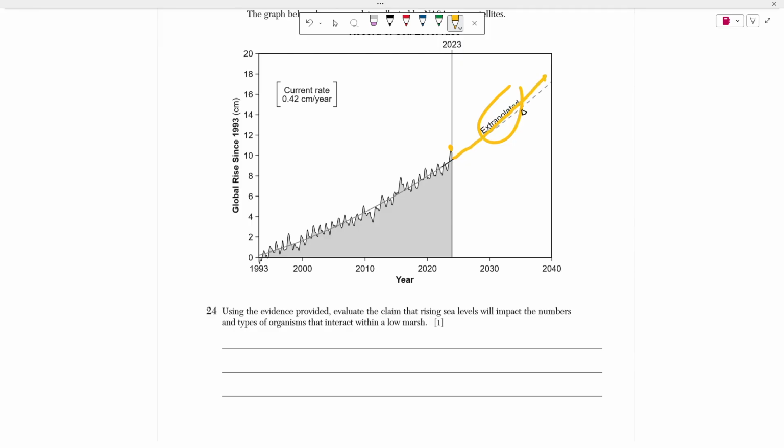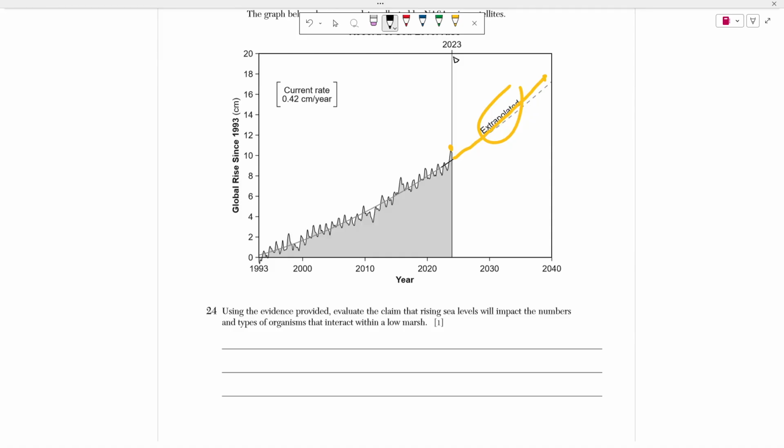So 24 says, using evidence provided, evaluate the claim that rising sea levels will impact the number and types of organisms that interact within a low marsh. Okay, so if we're evaluating a claim, we're either saying, yes, it's true, I support it, or we're saying, no, it's false, I don't support it. In other words, to evaluate a claim, you just need to say whether it's valid or not, right? To evaluate something is to give it value. Does it have value? Is it good, or is it bad?